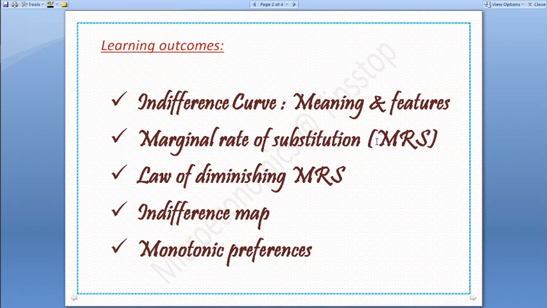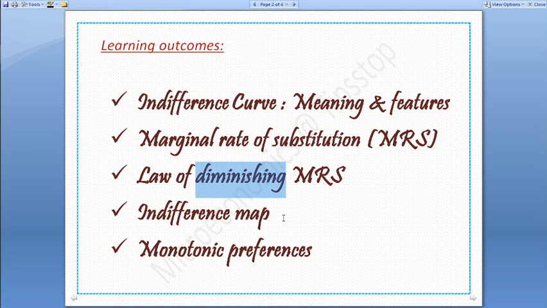You want more of bananas, how many good mangoes do you want to sacrifice? Delta Y by delta X. That is the meaning. And we have also seen that by nature, that MRS is always diminishing. It becomes a law. That's why it gives rise to the convex shape of the indifference curve.